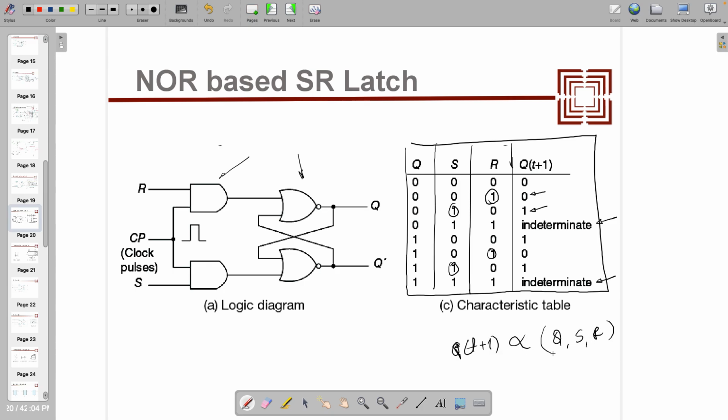Can we find that? Can you find out the Q t plus 1 function? Find out.